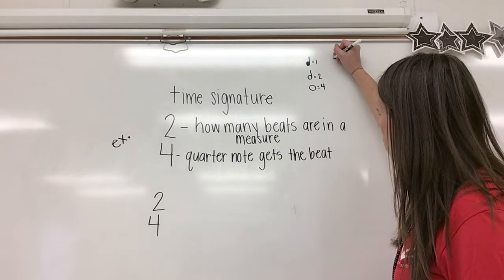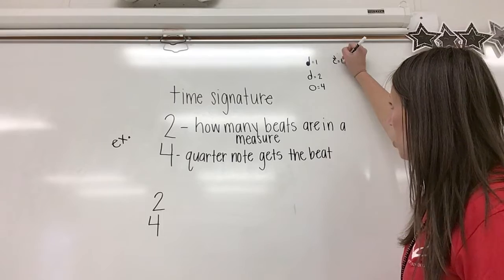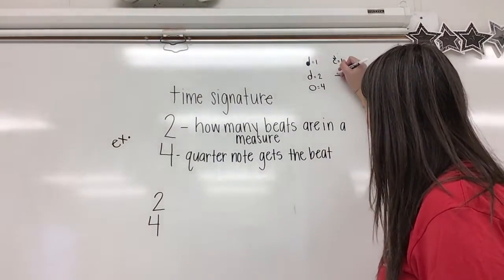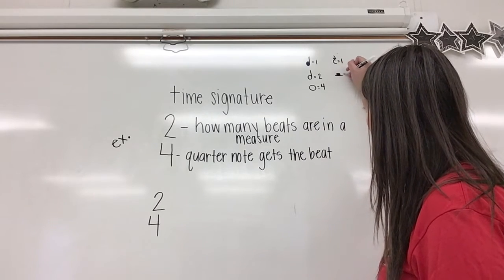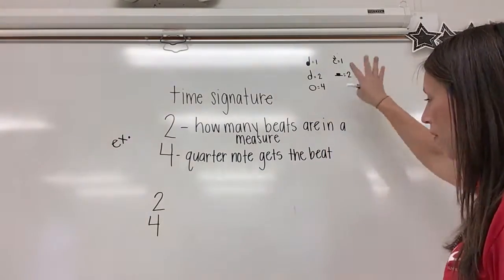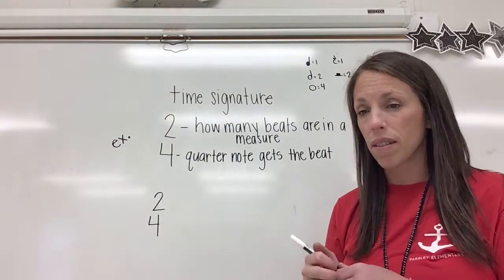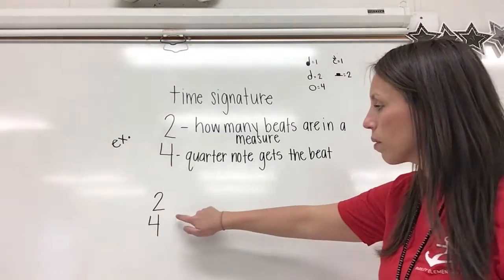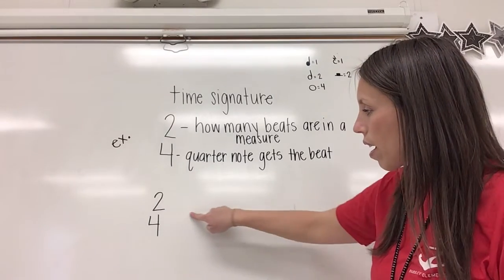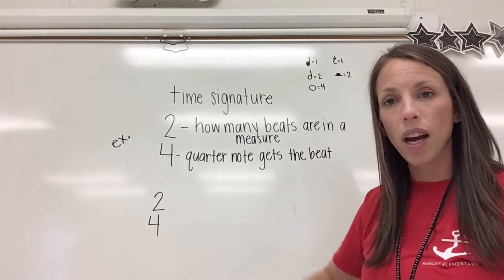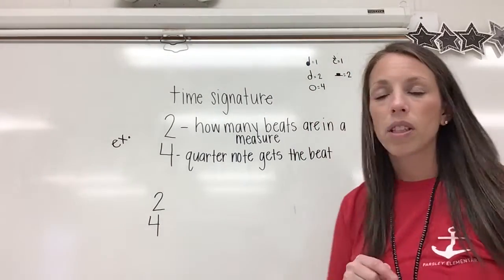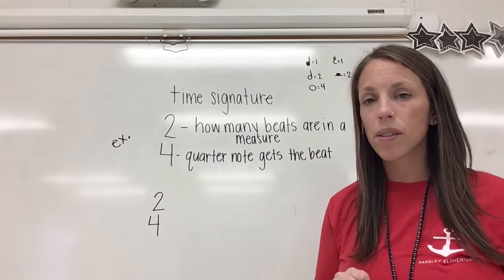We also know about a quarter rest, which gets 1 beat of silence. And we know about a half rest. That gets 2 beats of silence. So let's just use those 5 for this lesson. So, if we wanted to compose a measure in 2/4 time, what could we use to equal 2 beats?